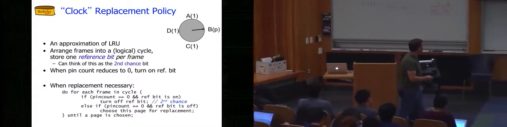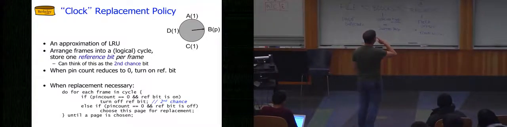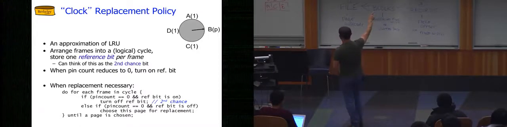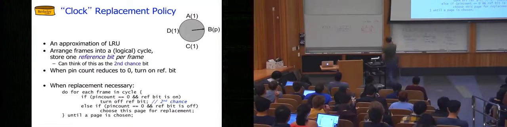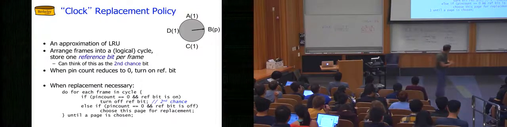So here's the idea. We're going to take the frames of the buffer pool, so A, B, C, and D. Unfortunately, on this slide, frames have letters. This is exactly the opposite of what we drew here. I apologize. So A, B, C, and D are frames.